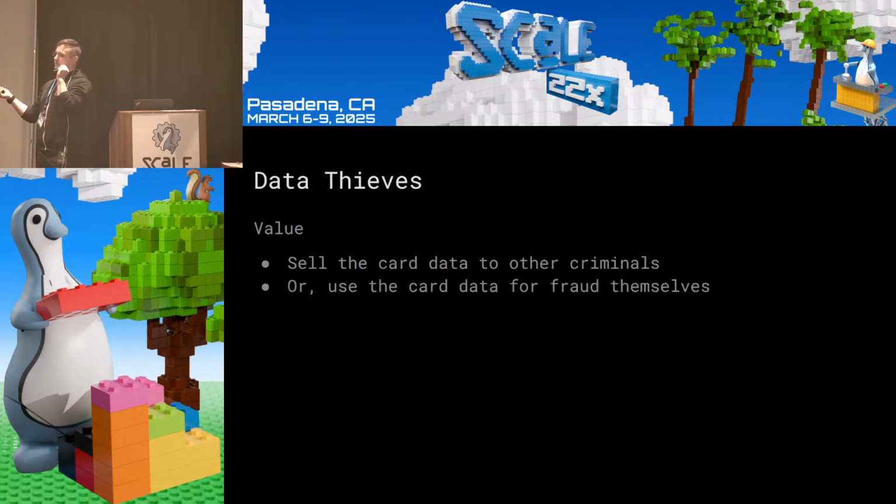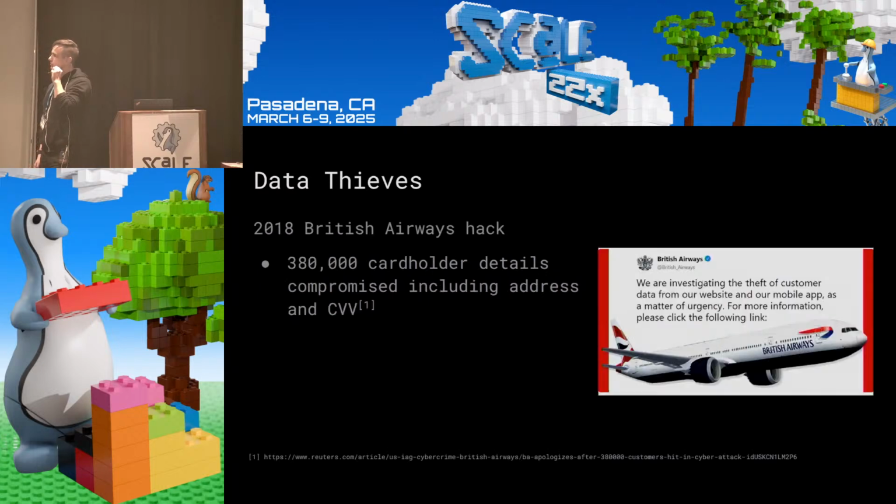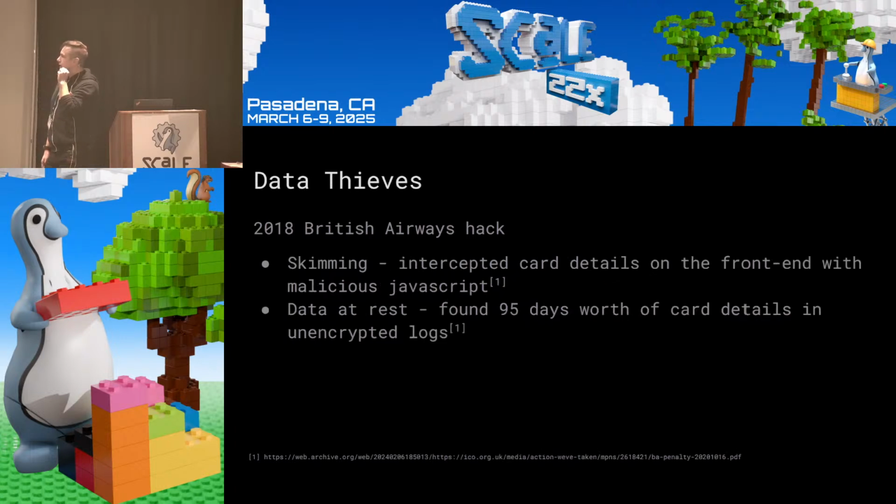Why are data thieves trying to steal credit card data? Well, they can sell it in online marketplaces to criminals who would then use it for fraud, or they can use it for fraud themselves. A high-profile case of stealing card data is the 2018 British Airways hack, where 380,000 cardholder details were compromised, including CVV, right? So this is high-quality data. The attackers were able to get these card details through both of the means I mentioned, skimming, and they also found 95 days worth of transactions in unencrypted logs, so full PAN, CVV, and I think address as well.